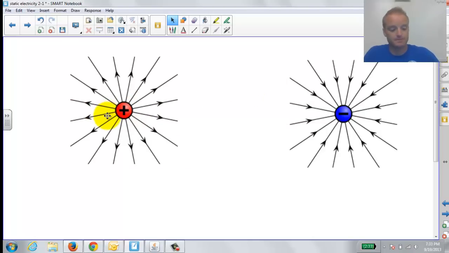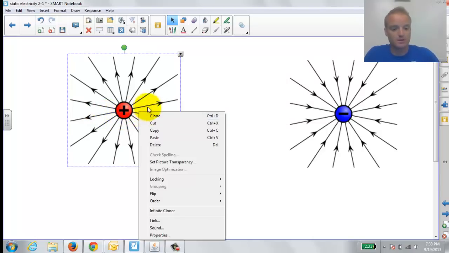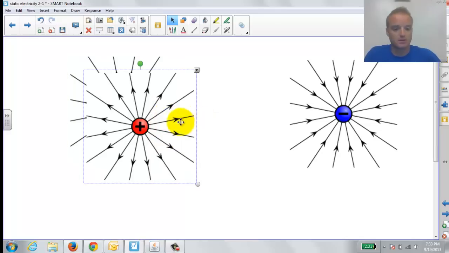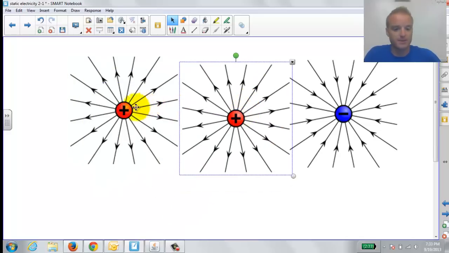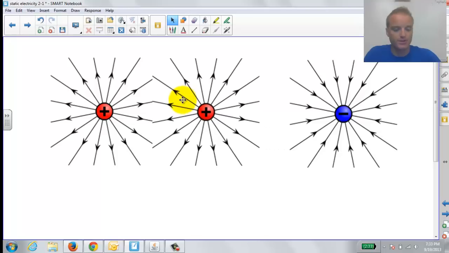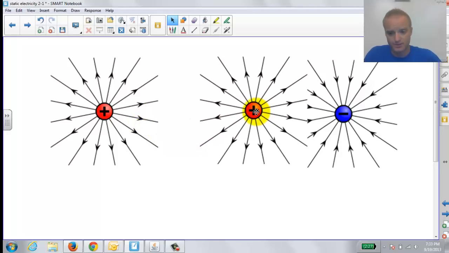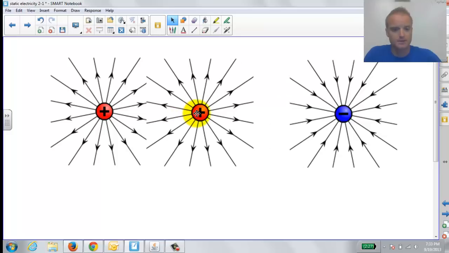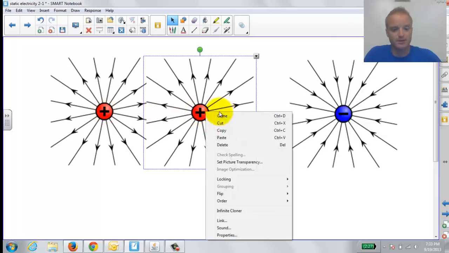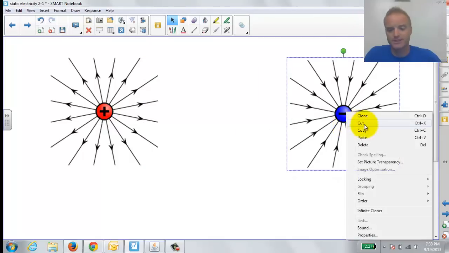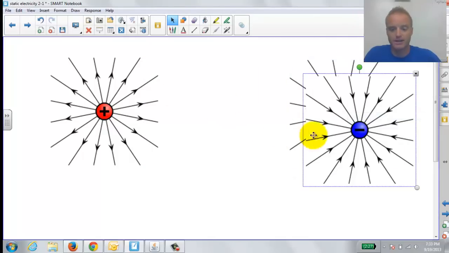But if we have two positives here, you can see now the fields, the arrows, are kind of pointing at each other. This would be an indication that they are repelling. They're pushing toward each other and repelling each other away. Over here, attracting, but like charges will repel each other. And so we see the same thing with our negative charges.